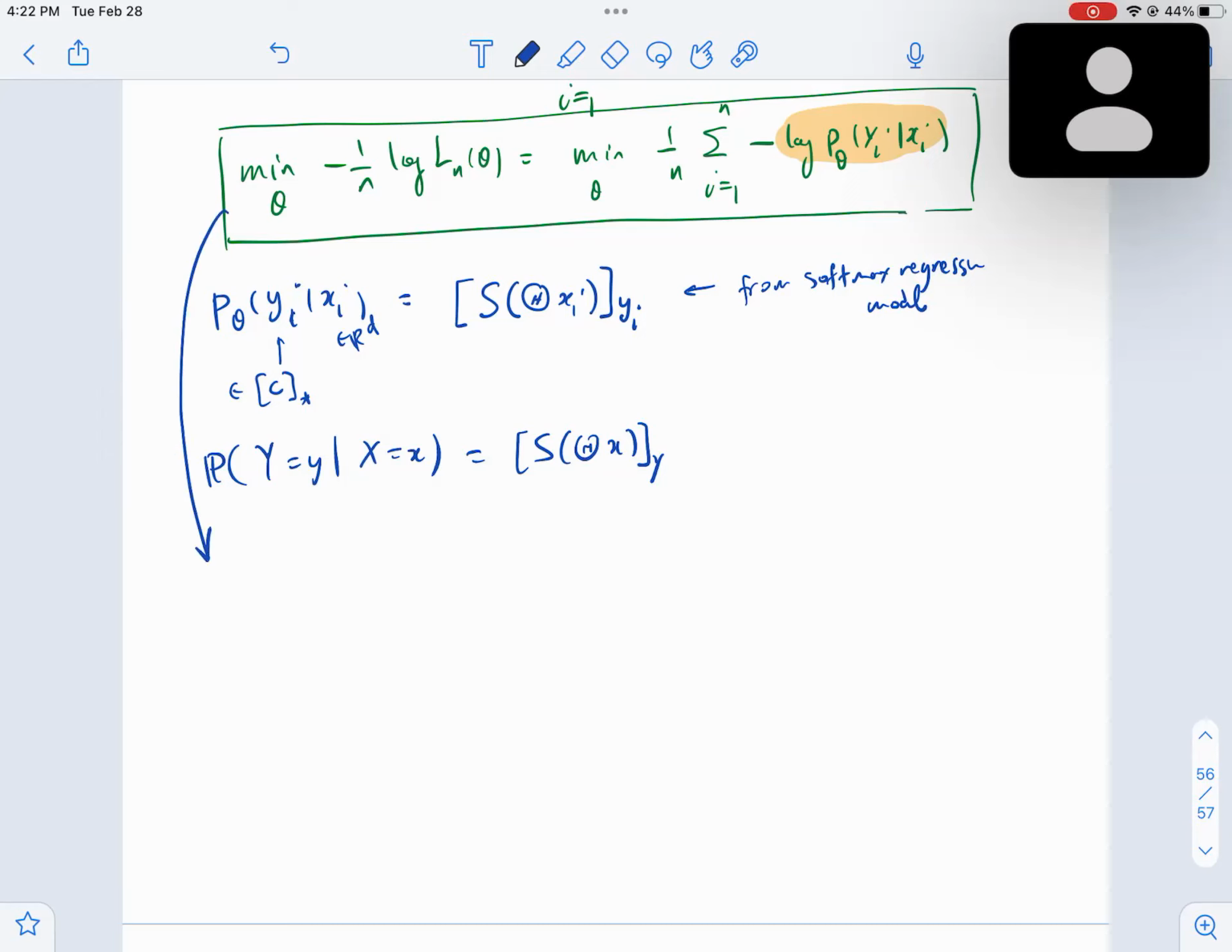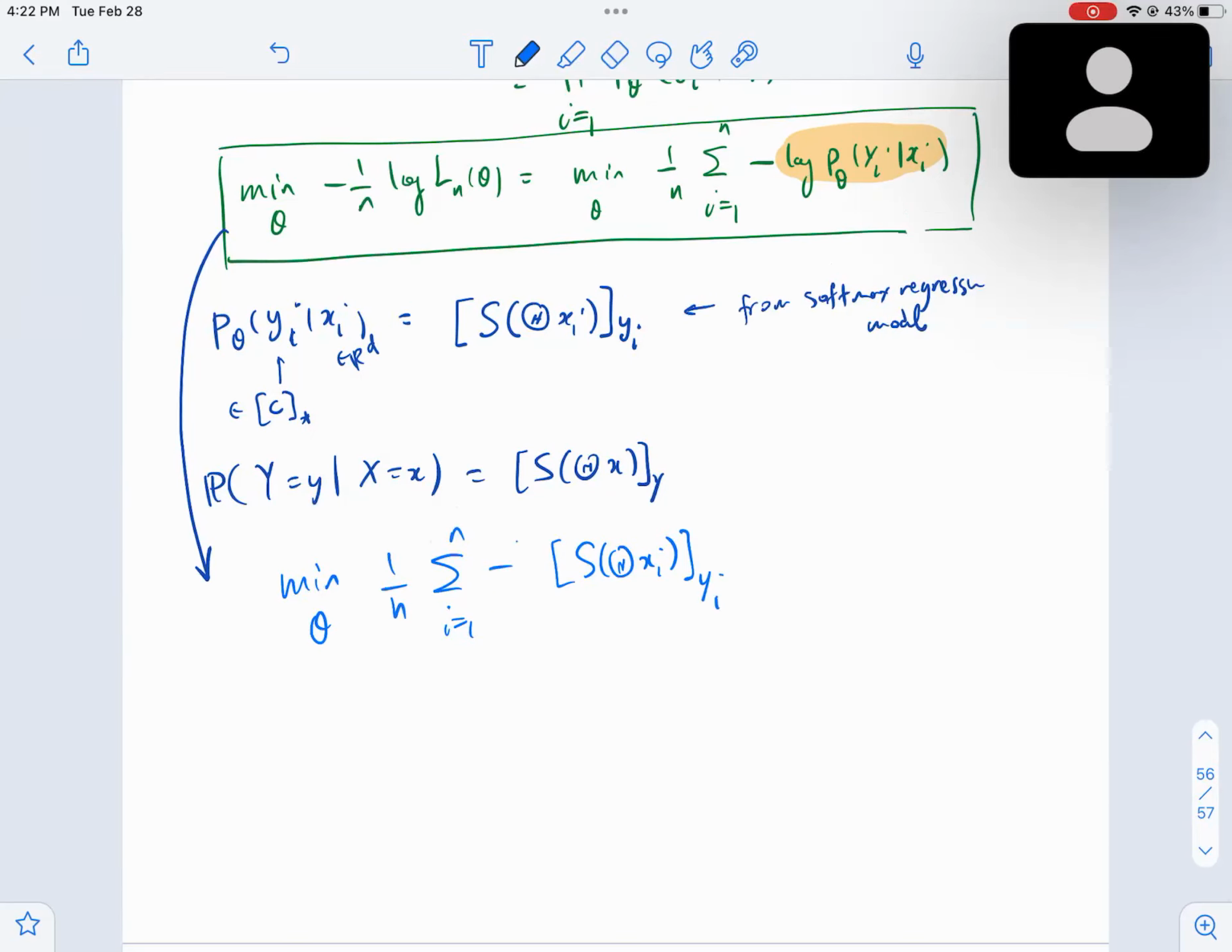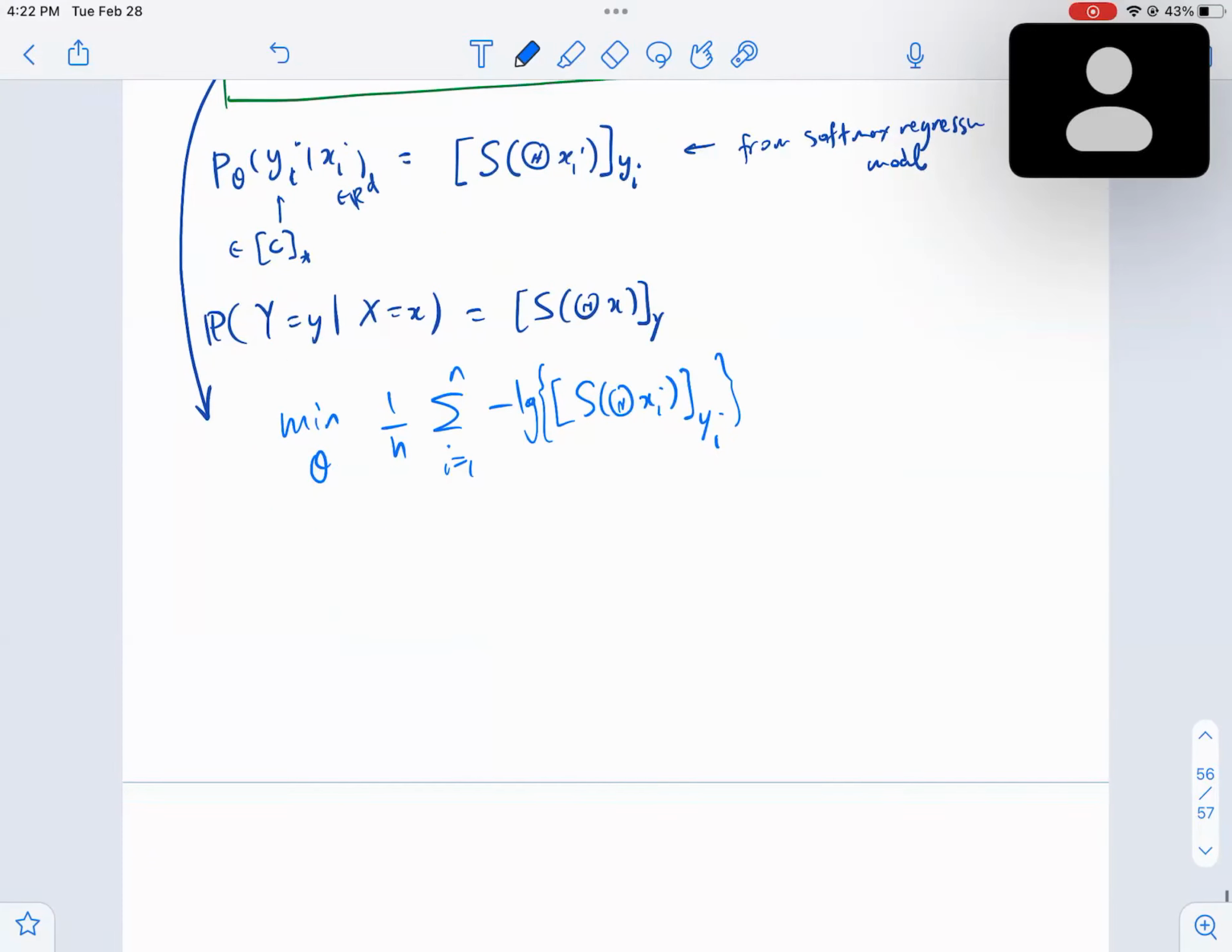And so if I write this down, I get a nice logarithmic loss: minimize over theta (1/n) summation i from 1 to n of negative log s(theta x_i) at coordinate y_i. I can do a log here. That's going to be my loss function. It's not quadratic loss, but it's the valid loss that comes from the likelihood.